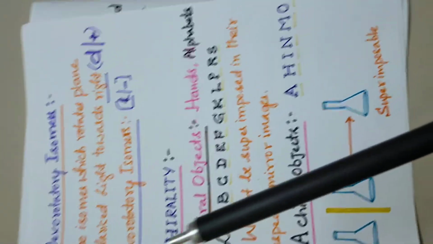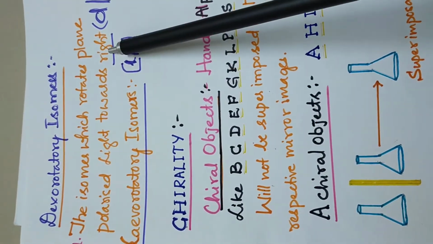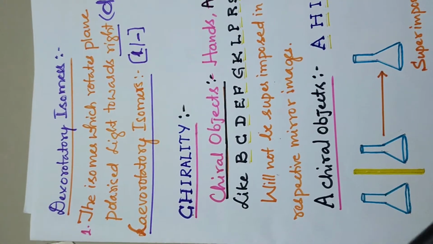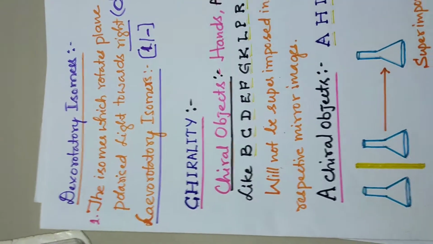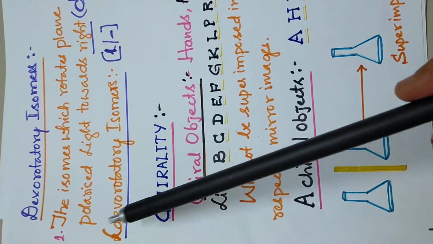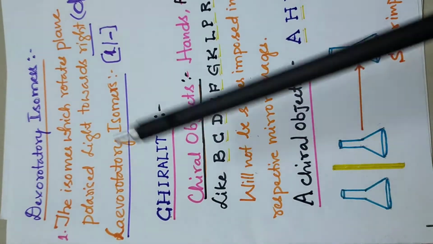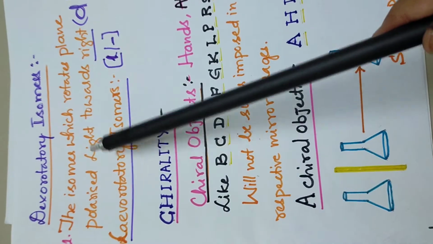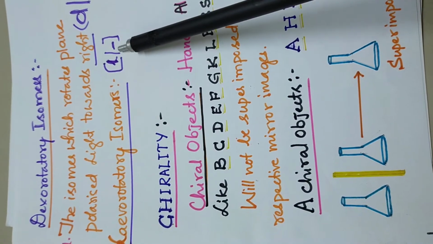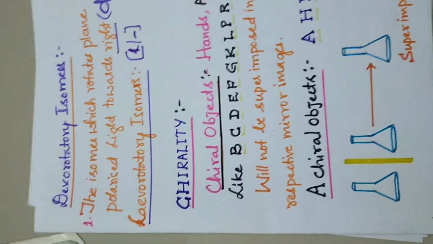Again, here is about the dextrorotatory. The isomers which rotate the plane polarized light towards the right are called dextrorotatory isomers. There we studied the process. Here the only term is isomers. After this, levorotatory is the same as the definition of dextrorotatory. The isomers which rotate plane polarized light towards the left are called levorotatory. That is denoted by left and minus, and dextrorotatory is positive. Positive is the right side and negative is the left side.